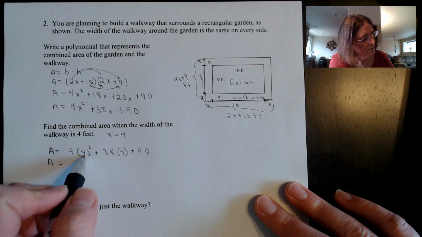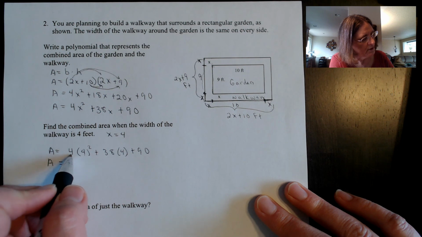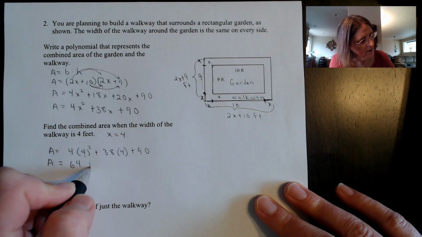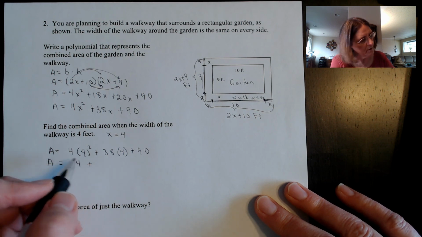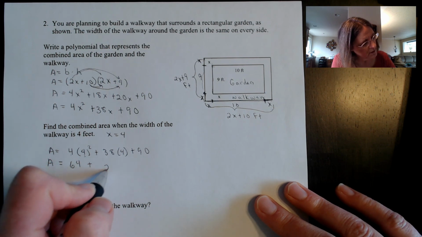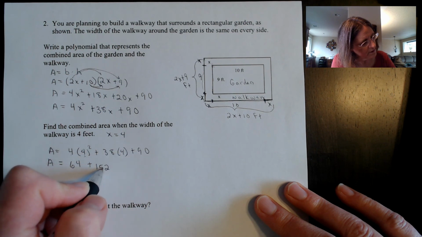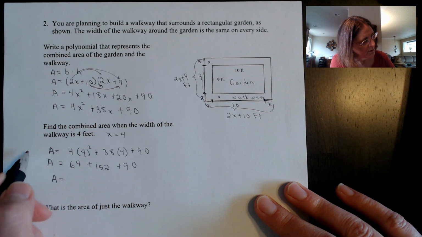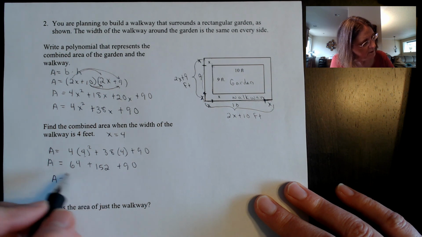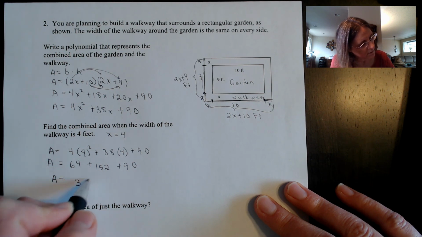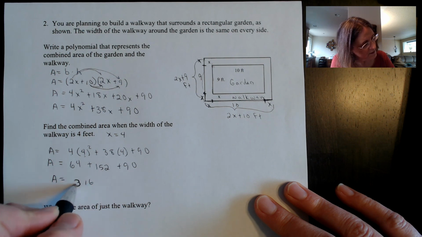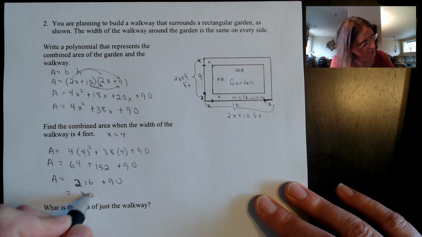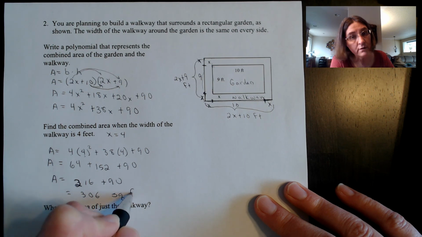Order of operations, we do our exponent first and then the multiplication. So 4 squared is 16, times 4 is 64. And then I have 38 times 4, which comes out to be 152. And then we add 90. So our total area, when I add these together, is 216 plus 90, which is 306 square feet.